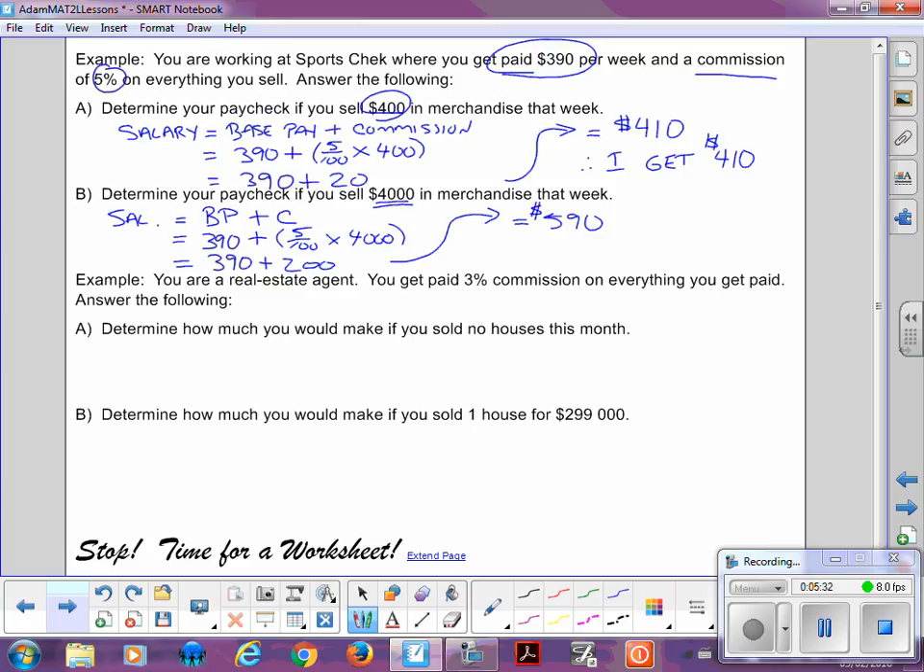All right. So you can see that the more you sell, the more effort you do in your sales job, the more your paycheck will be between the two. So you can see quite a difference.